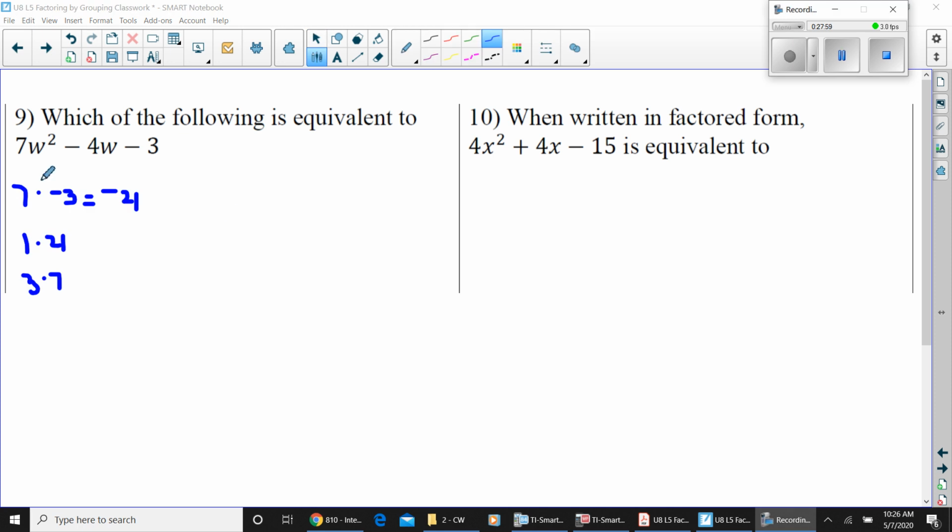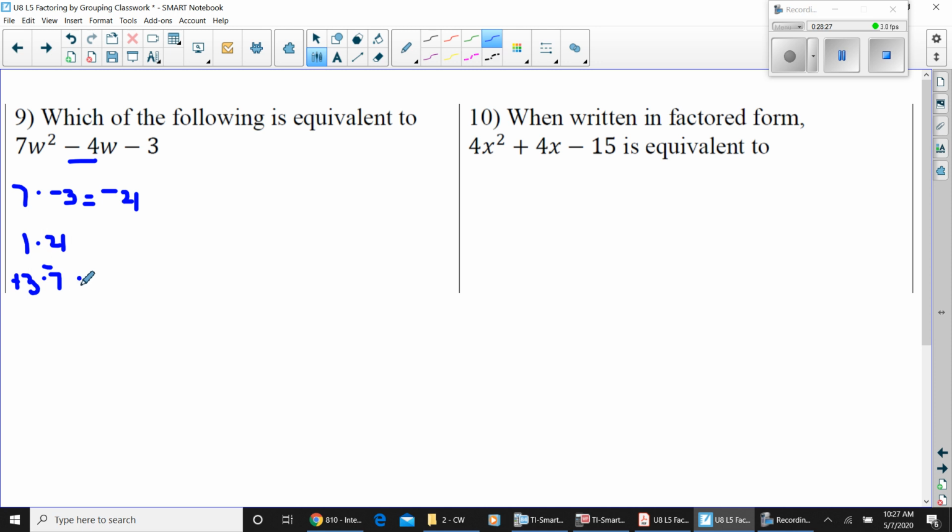So you do 7 times negative 3 is negative 21, so you have to look for factors that multiply to 21 and add to negative 4. Remember, it has to multiply to a negative as well. So negative 4, so this would have to be a positive 3, and this would have to be a negative. All right, so positive 3 times a negative 7 would be a negative 21. Positive 3 minus 7 would be that negative 4.